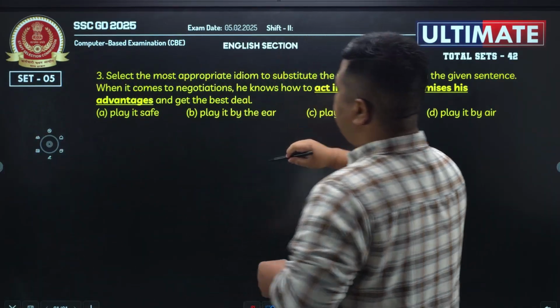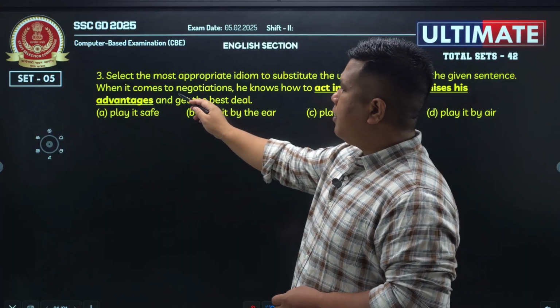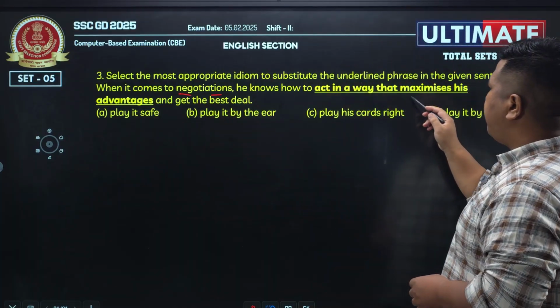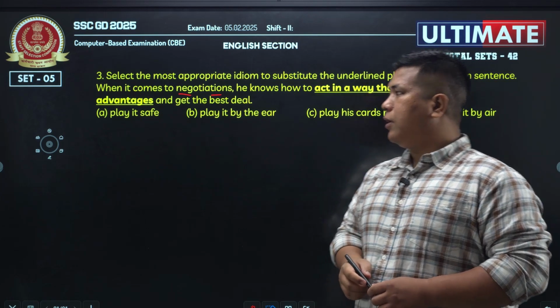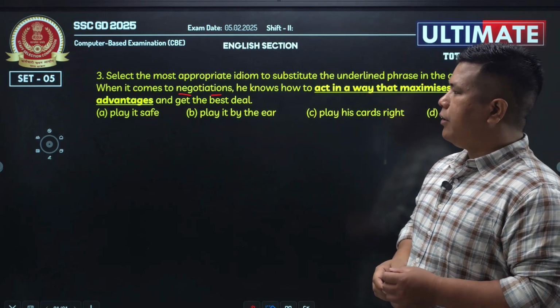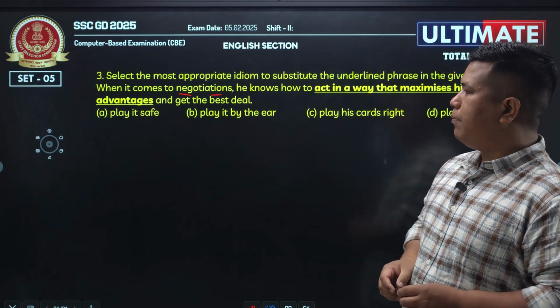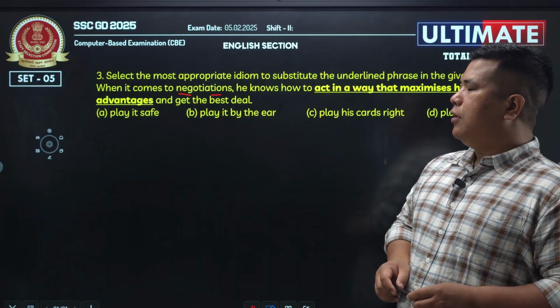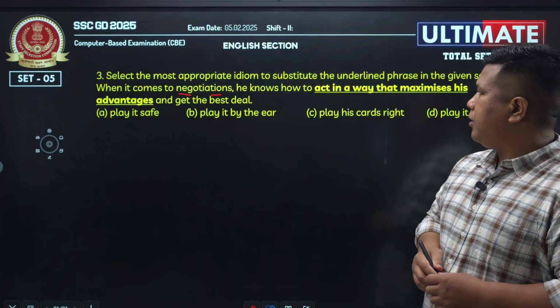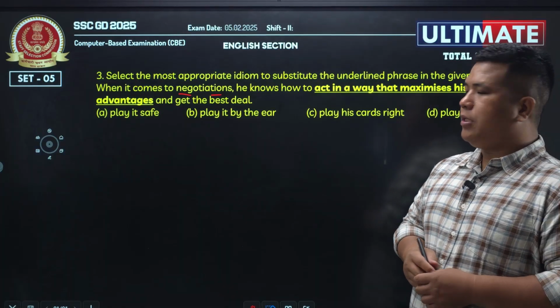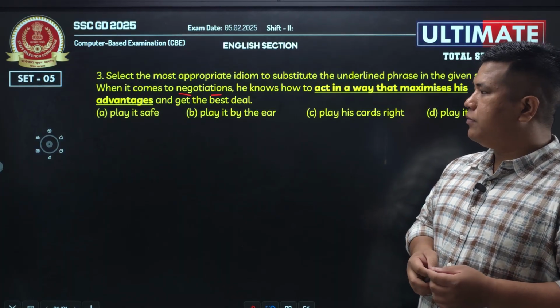best deal. Maximizes his advantage. How to get the best out of something. So getting the best deal or getting the benefit out of the deal.